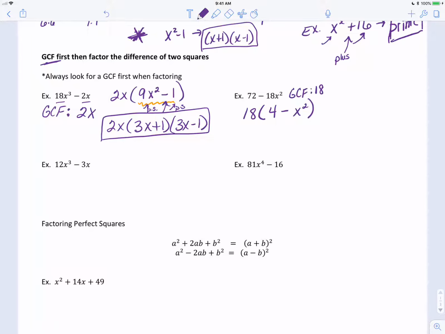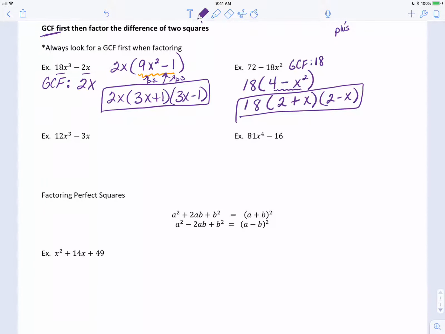but that is not what that's saying. Remember, look at that. The 4 is positive. It's the x squared that's the negative. And because this is the difference of two squares, that's okay. We can just say 2 plus x and 2 minus x, because we're always looking to see, can we factor this thing some more? And that is the difference of two squares again.